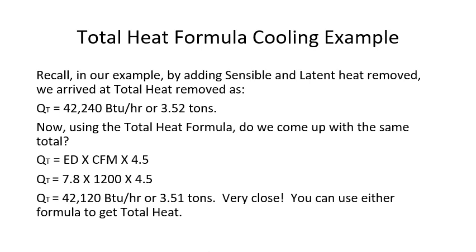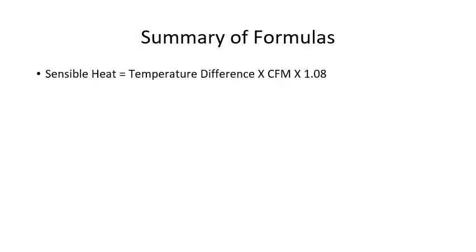When we plug that in from how we plotted it on the chart, we get 7.8 of enthalpy difference times 1200 times 4.5. So our total is 42,120. Very, very close to the previous number that we got by adding sensible and latent heat together. So as you can see, you can use either formula to get total heat. It's whichever is easiest for you using the instrumentation and the methods that you have available to you at that time.